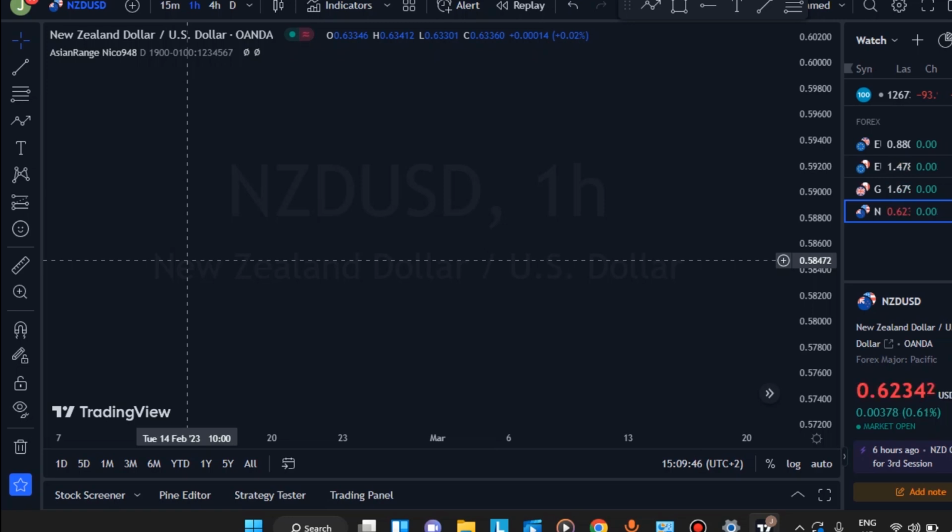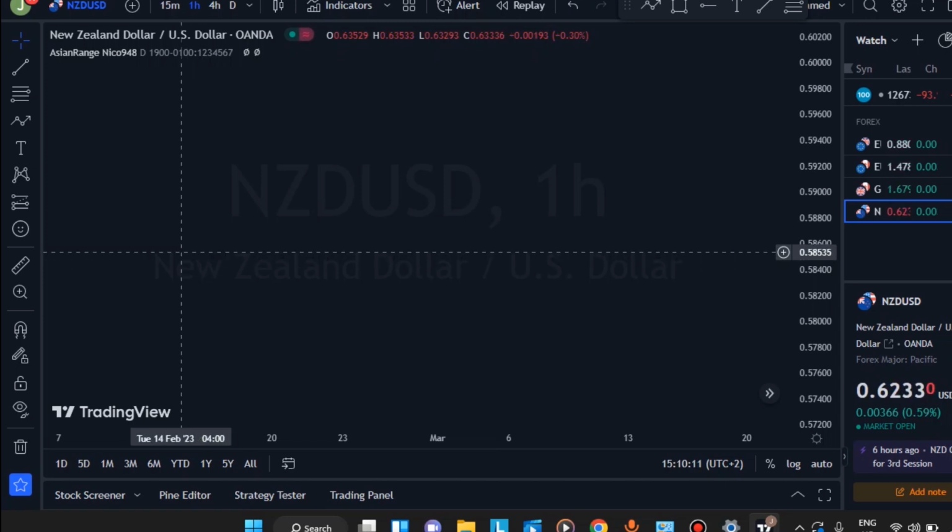Now the first part we're gonna be talking about in this order block is knowing the premium area and the discount area. Now when we have a premium area and a discount area, you should know that we only buy in the discount area, and then we only sell in the premium area. So this is what I'm talking about.